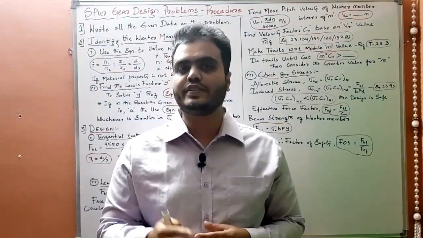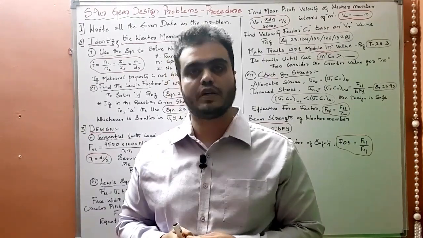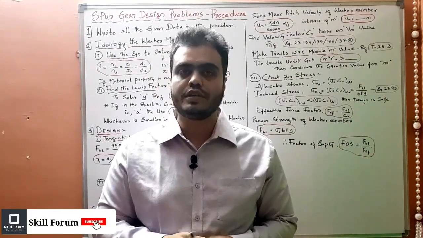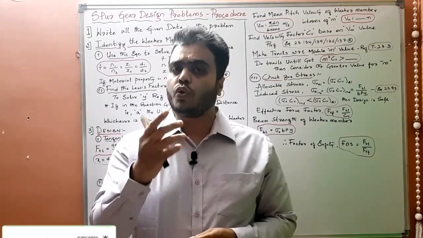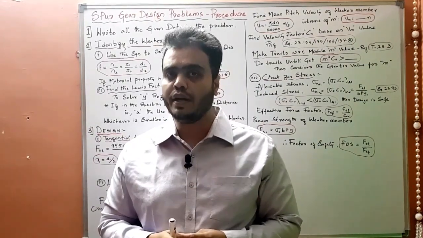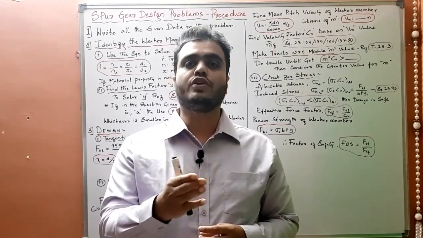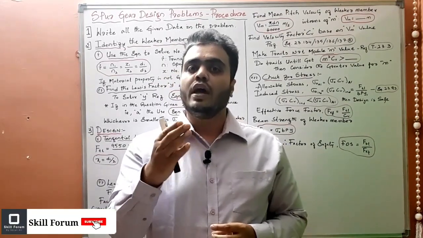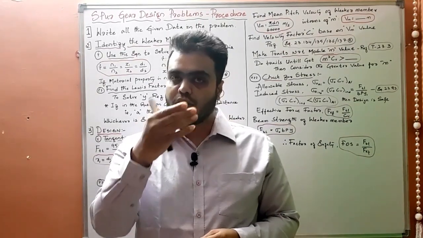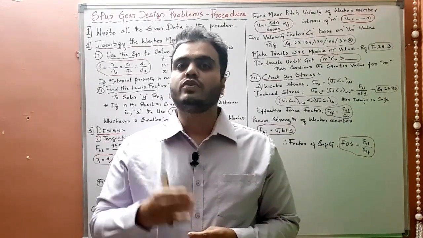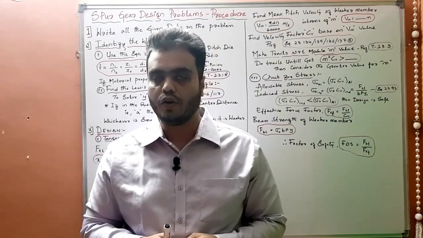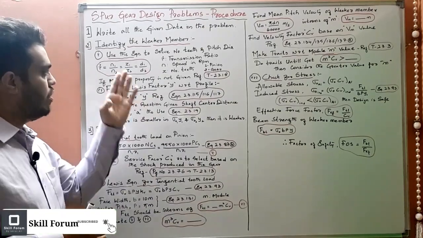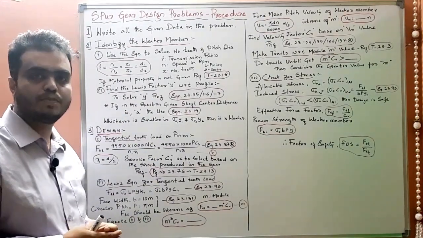Hello friends, so we will see the basic procedure to solve design of spur gear problems. As I explained in the last session, to design a spur gear we need to consider three major parameters. One is the static strength of the spur gear. Next we need to identify the dynamic strength of the spur gear, and at last the wear strength of the spur gear. As per those considerations we need to solve the problems of design of spur gear. So here you can observe, I have written down all the procedures to solve design of spur gear problems.